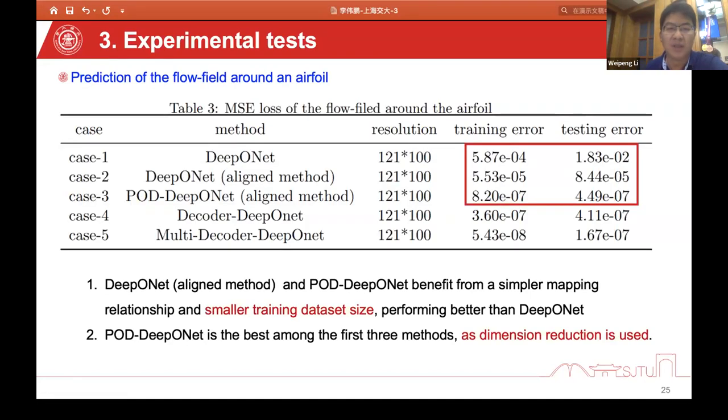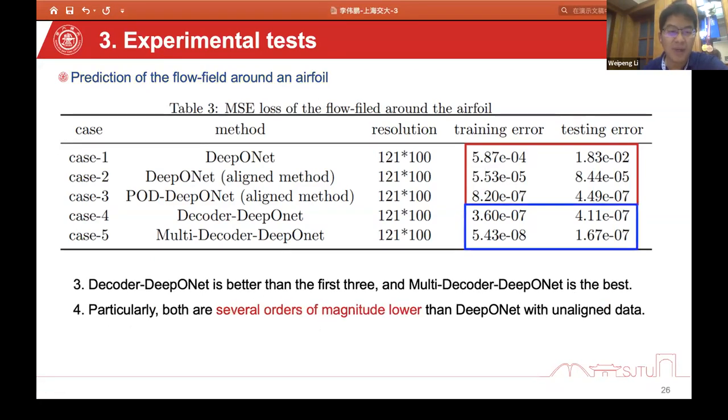Here is the result. For the MSE loss of this case, first we can compare the first three cases. We can see that if we use the aligned method, the errors are better, and the POD DeepONet with the aligned method is the best among the first three methods, because in case two and case three, dimension reduction is used for these two cases, and that's why the error is small.